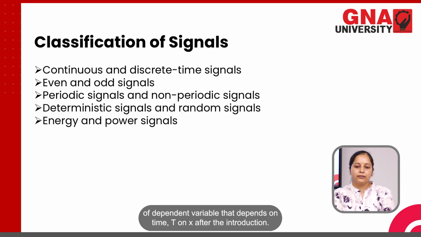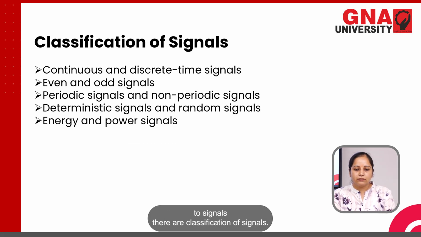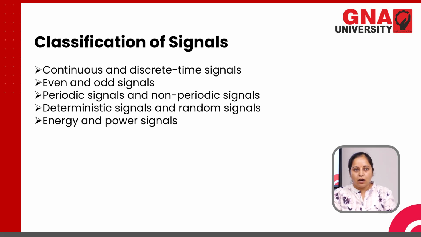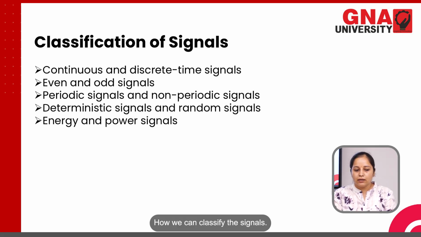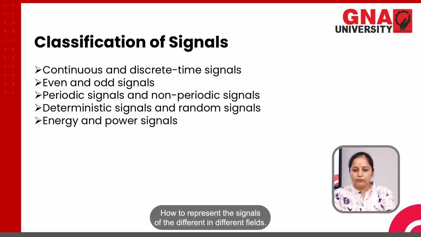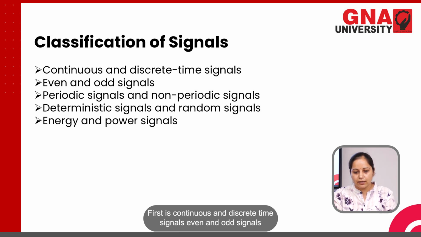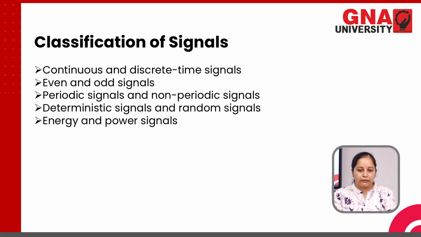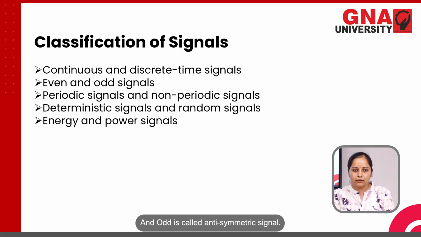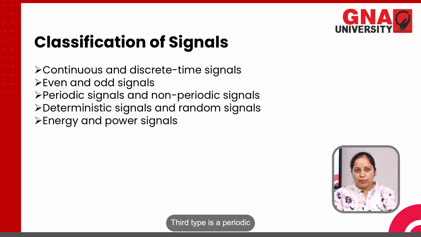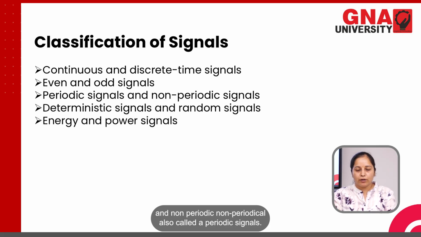So next, after the introduction to signals, there is the classification of signals: how we can classify signals and represent them in different fields. There are 5 types of classification. The very first is continuous and discrete time signals. Second is even and odd signals, where even is called a symmetric signal and odd is called an anti-symmetric signal. The third type is periodic and non-periodic, where non-periodic is also called aperiodic signals.